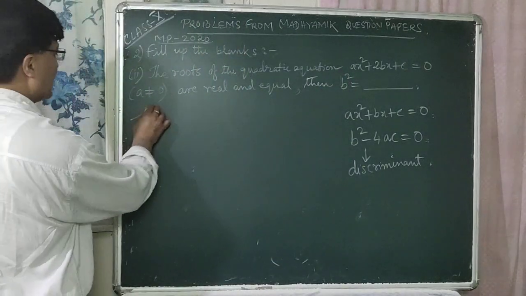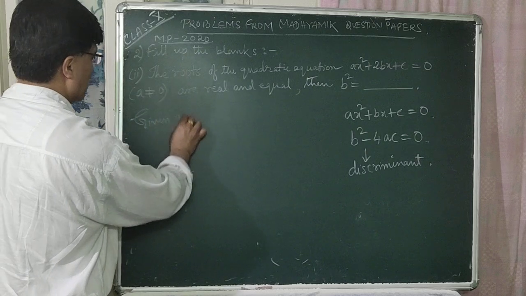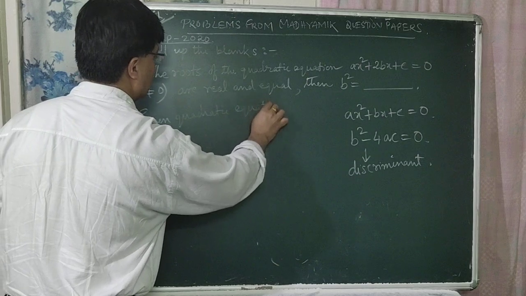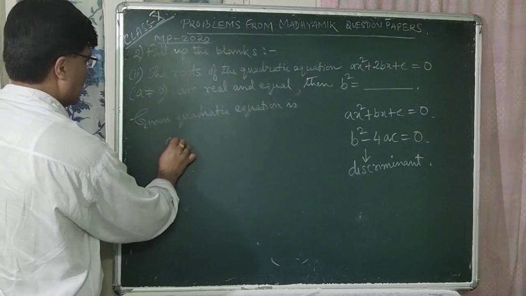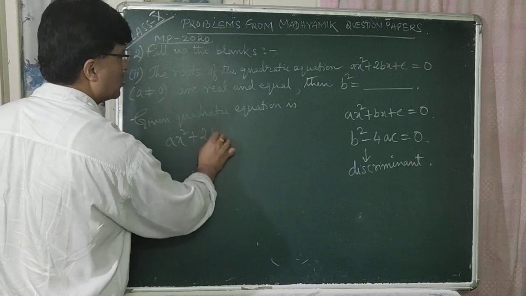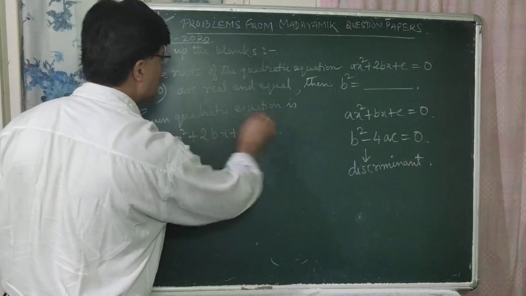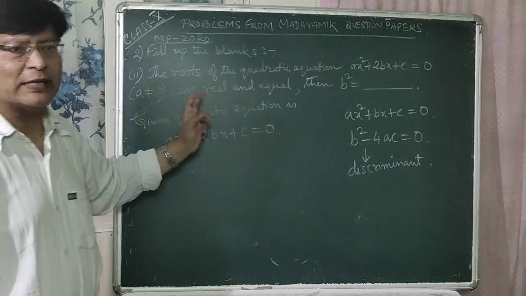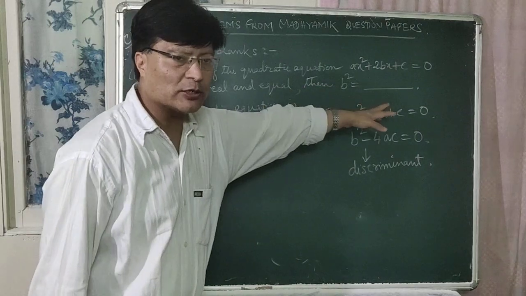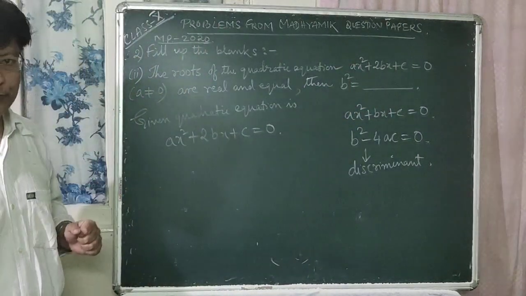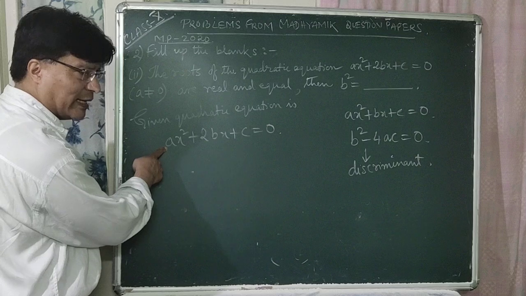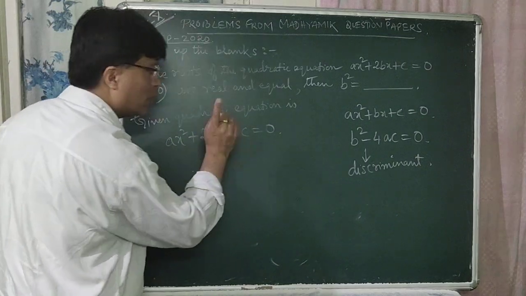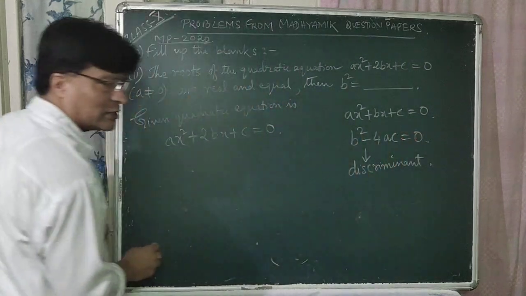What is the given quadratic equation here? The given quadratic equation is ax square plus 2bx plus c is equal to 0. Now, the roots of this quadratic equation are real and equal. Then b square is equal to what? And your question so दिएको छ. The यहाँ a is equal to कति छ? a नै छ. तर what is the value for b? It is 2b. What is the value for c? It is c only. So the discriminant is b square minus 4ac is equal to 0.